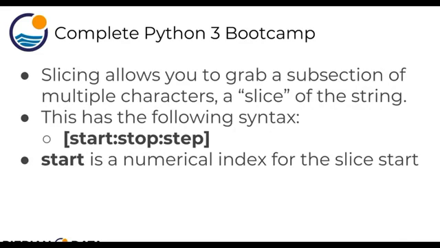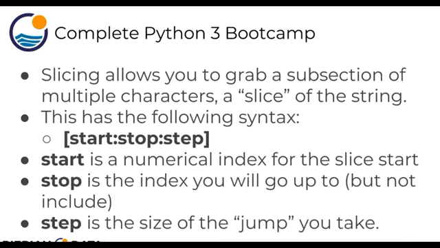Slicing allows you to grab a subsection of multiple characters, otherwise known as a slice of the string. And this has slightly different syntax. Again, it's going to be in square brackets, but because we're grabbing a subsection, we're going to be able to define three parts: start, stop, and step. Again, this goes in square brackets with a colon separating each of these three terms. Start is going to be the numerical index of the slice start. Stop is going to be the index you will go up to, but not include. That's an important note, and we're going to really focus on that in the examples we'll see in just a bit. And then step is the size of the jump you take from start to stop.